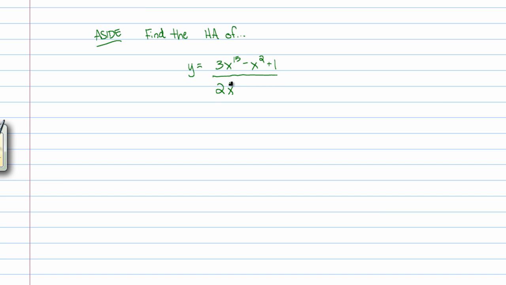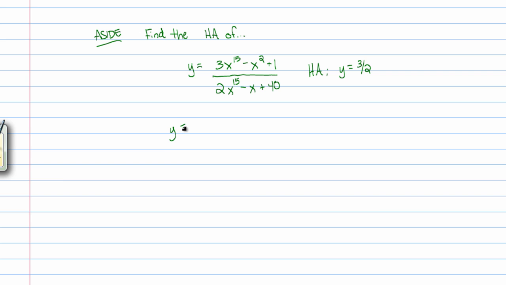And let's just say we want to find the horizontal asymptote of, and I'll just write down a few of these things, 3x to the 15th minus x squared plus 1 all over 2x to the 15th minus x plus 40. As x gets really huge, the horizontal asymptote is actually just going to be, because the powers are the same here, 3/2. That's basically because the powers of the numerator and denominator are the same on the lead terms.